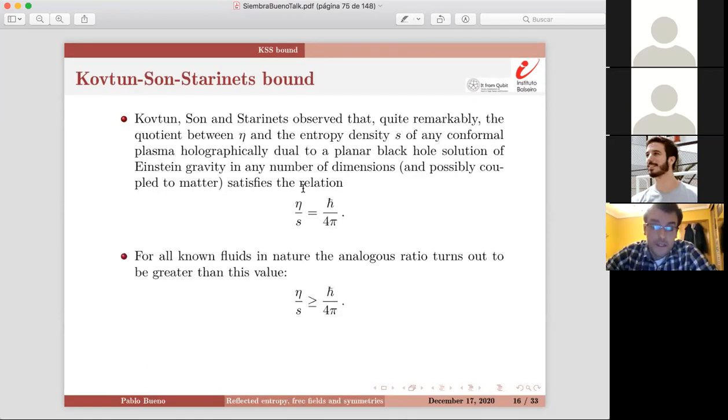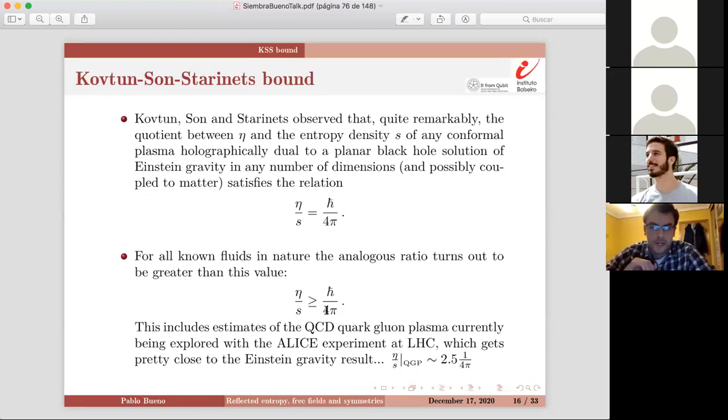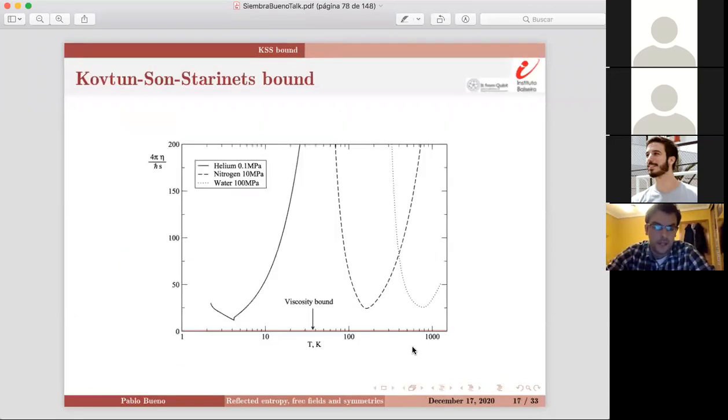Well, it is remarkable that this doesn't depend on the dimension, or on whether you put matter or not. And it is also remarkable that for all known fluids in nature, this is actually a lower bound. So for all known fluids, eta over S is larger than 1 over 4 pi. And this includes, in particular, a case in which this number is supposed to be very small, which is the case of the quark gluon plasma, which is currently being explored at the ALICE experiment at LHC. And the predictions for this are something like 2.5 times 1 over 4 pi, so it's pretty close to this possible bound.